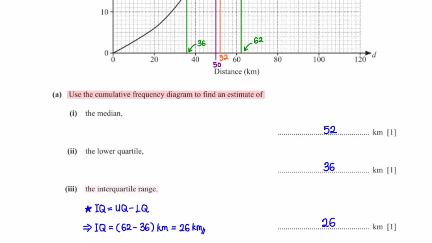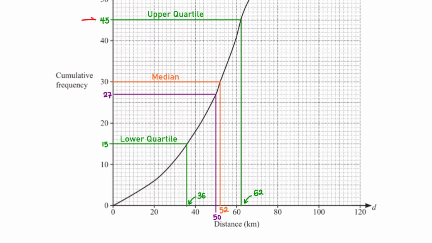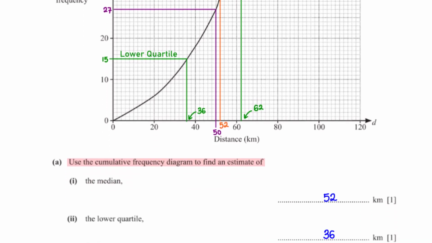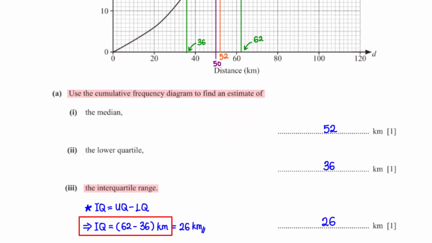Find an estimate of the interquartile range. The interquartile range is equal to the upper quartile minus the lower quartile. We've already found the lower quartile in the previous question to be 36 kilometers. To get the upper quartile, we map 3/4 of 60, which is 45, on the diagram. This gives us the upper quartile to be 62 kilometers. And so 62 minus 36 kilometers gives us 26 kilometers.